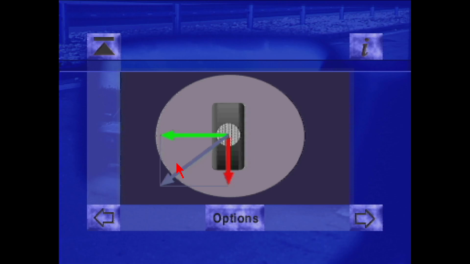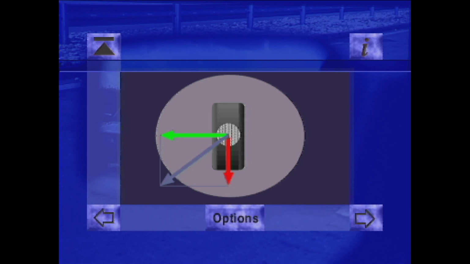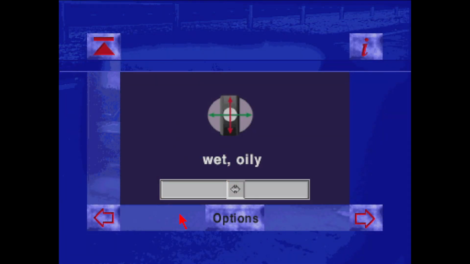The grip generated by any tyre depends on the friction between the road and the tyre. Move on to explore the effect of different surfaces. Every driver appreciates that stopping distances are longer and cornering speeds need to be lower on slippery surfaces. Move the slider bar to see just how much the grip oval changes size on different road surfaces.